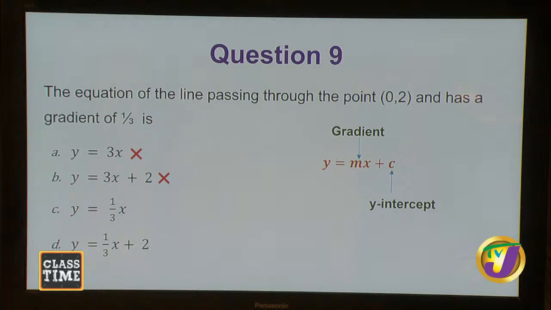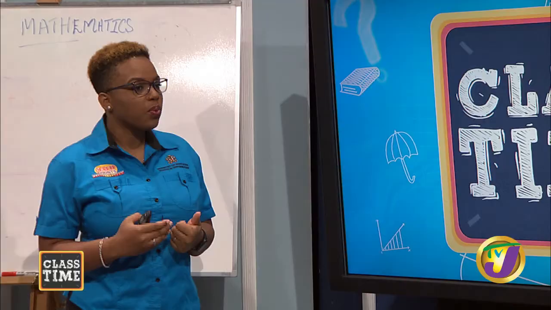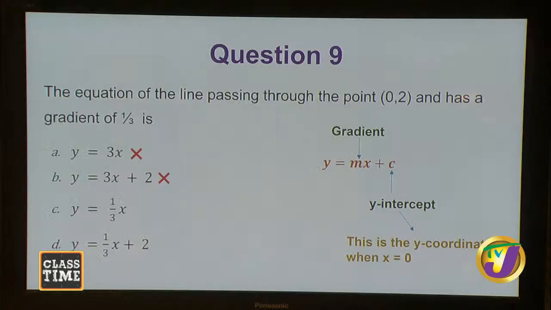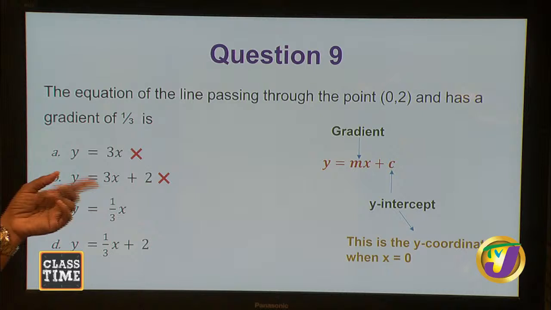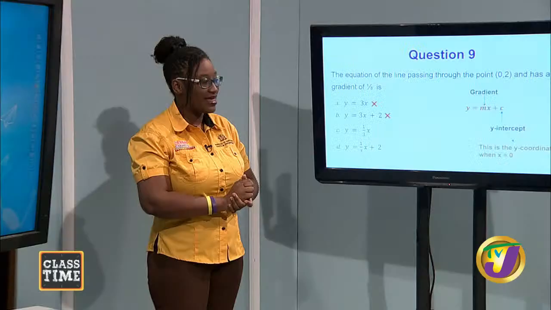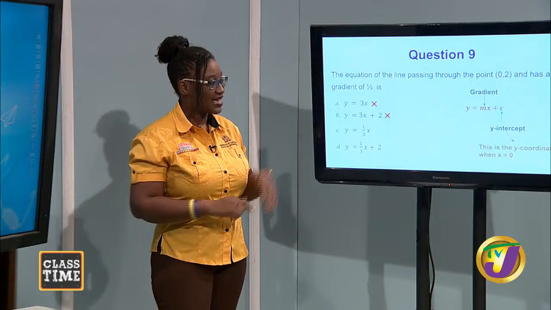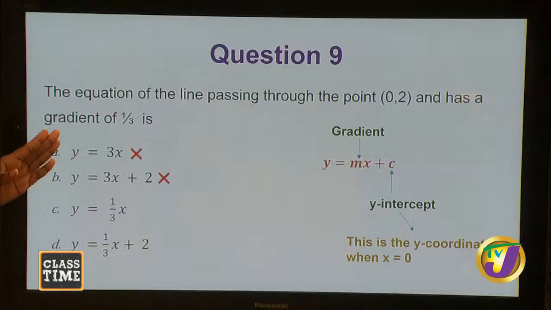What happens at the y-intercept? This is the y-coordinate when x equals 0. The point where the curve cuts the y-axis. Remember, this is a line. The line cuts the y-axis. So the y-intercept is the y-coordinate when x is equal to 0.